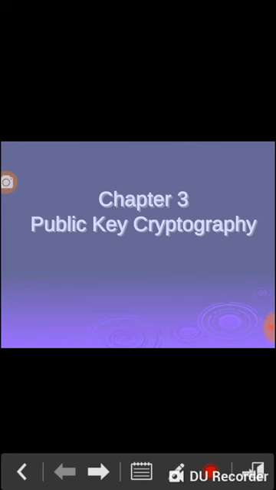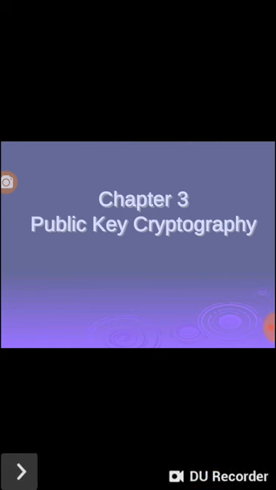Today we are going to learn chapter 3, public key cryptography. So we'll see the concept of public key cryptography. Public key cryptography is also called asymmetric ciphers. In this technique we have two keys, one is the private key and another one is the secret key. So how it works, we will see the details.